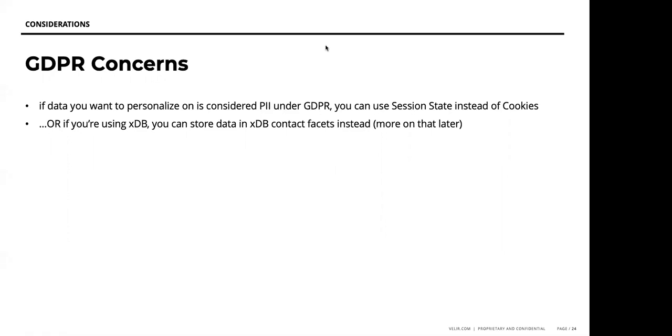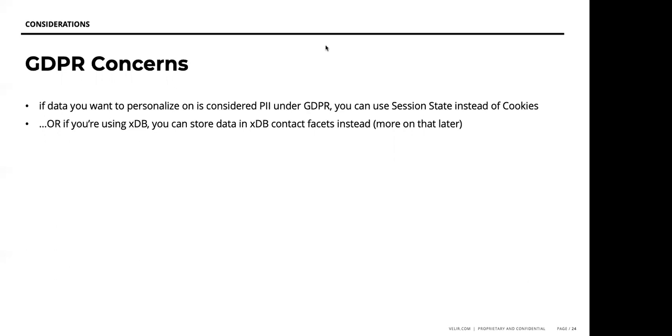So for most of the data examples that I provided, most of that would probably not be considered personally identifiable information, or PII. But anytime you're going to be storing third-party information in a cookie, I recommend checking with your legal team to make sure whether what you're storing is PII.